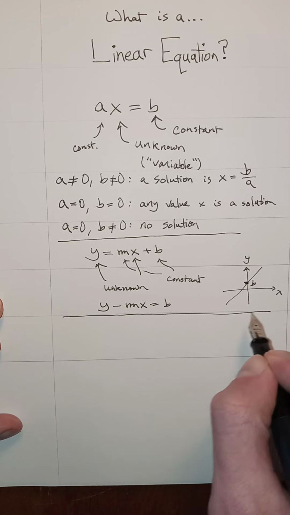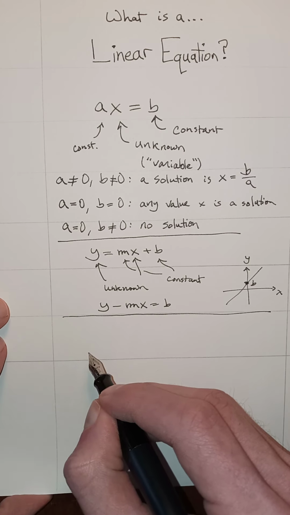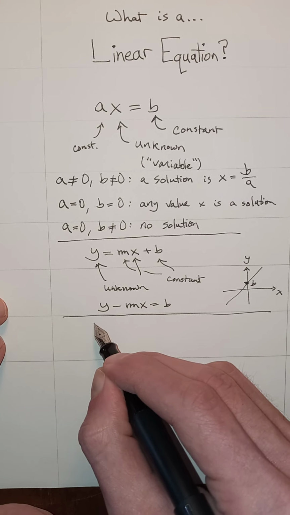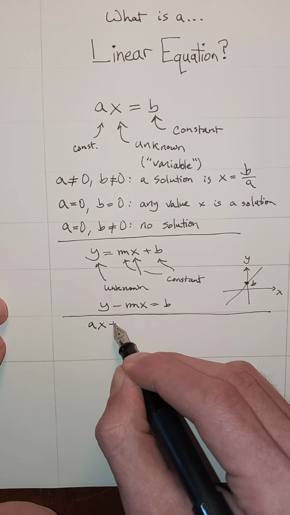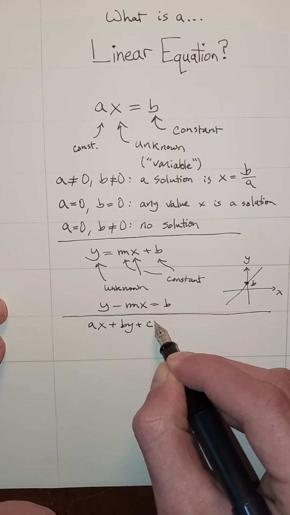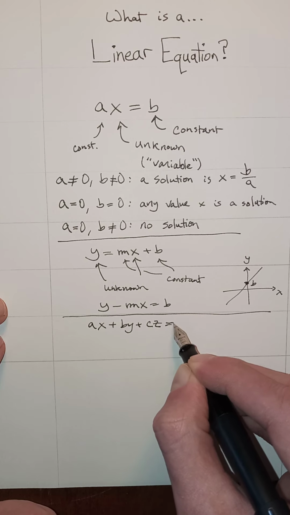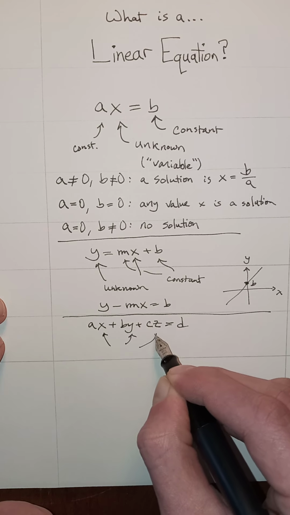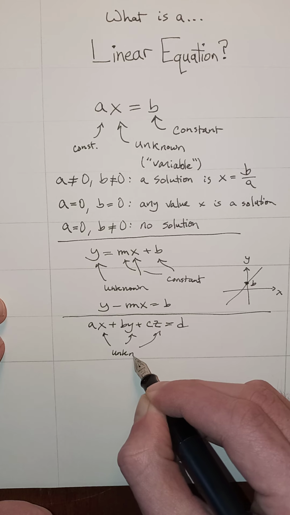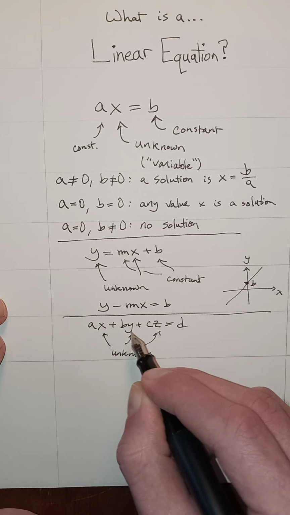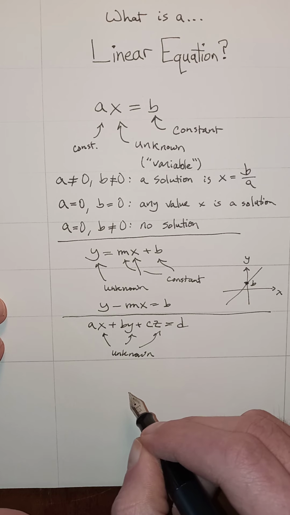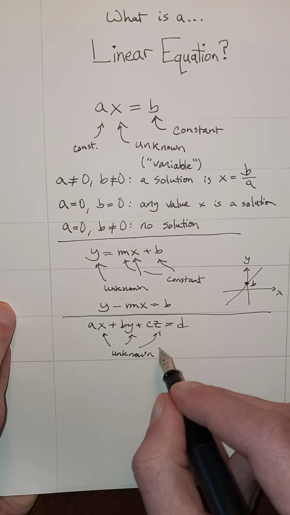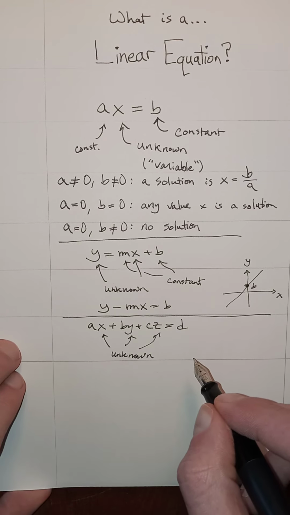So the third example of a linear equation, in three unknowns, is something that would look like ax plus by plus cz is equal to d, where the x, y, and z are unknown. The a, b, c, and d are given real numbers. And just as when we had two unknowns, it was a line, in three unknowns, it's going to be a plane in real space.